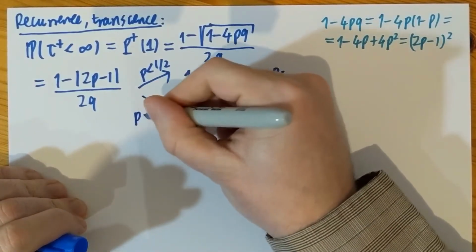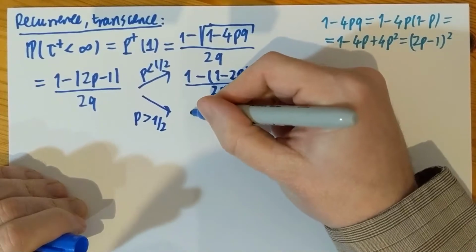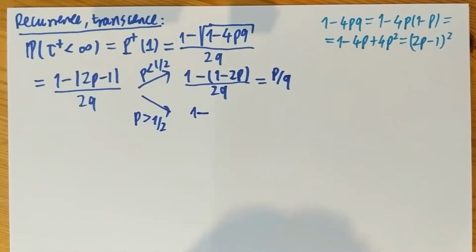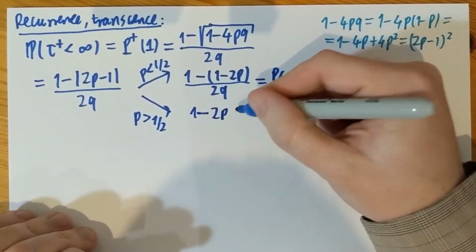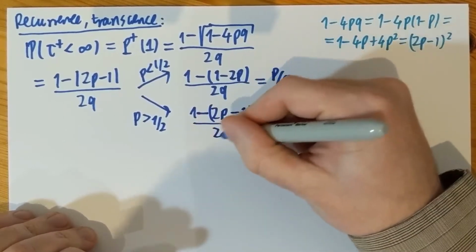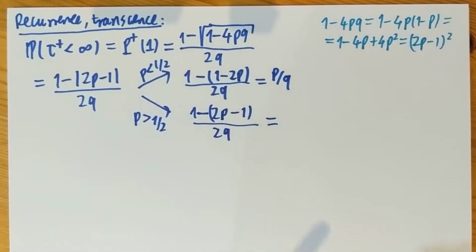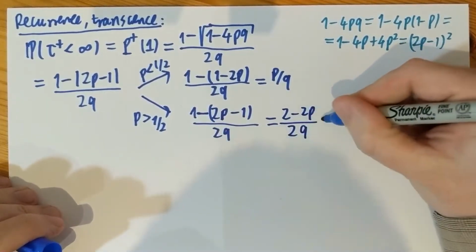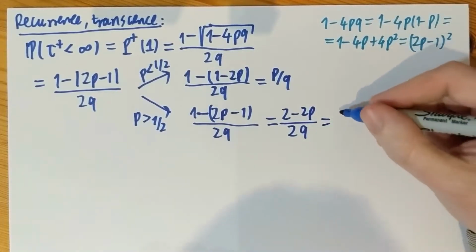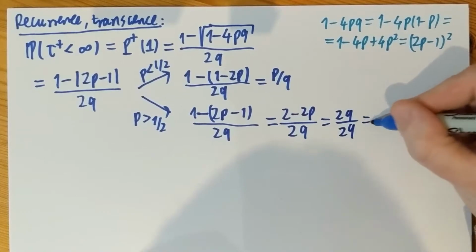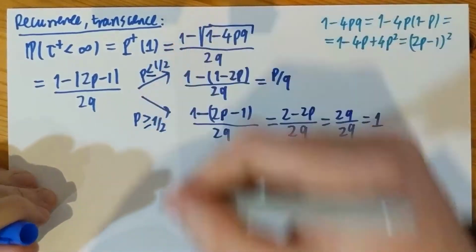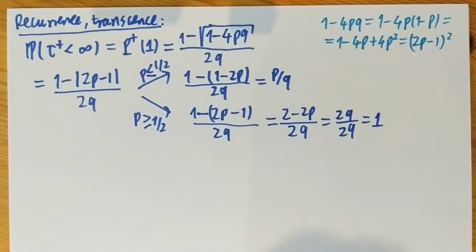When p is larger than a half, then 2p minus 1 is positive. The absolute value doesn't do anything to it. So I have 1 minus (2p minus 1) over 2q. That gives me 2 minus 2p over 2q. But 1 minus p is actually q, so on top I just have twice of that, which gives me 1. So when p is larger than 1/2, it's 1. When p is smaller than 1/2, it's p over q. And you can easily check that both cases work when p is equal to 1/2.